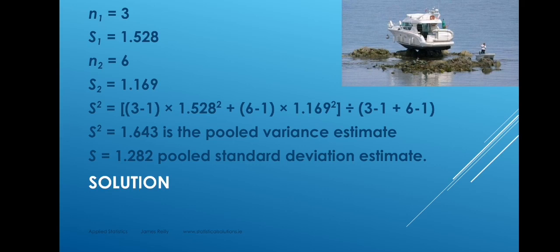So we have 2 different estimates, and somewhere in between those 2 numbers is the best estimate of the common standard deviation. So we apply the formula using weights of 3 minus 1 and 6 minus 1, and we get a variance estimate. We always do calculations with the variance rather than the standard deviation. So we get our variance estimate and then take the square root to get the pooled standard deviation estimate, which is 1.282, which, as you can see, is in between the 2 estimates, and it's somewhat closer to the estimate that arose from the larger sample, or I should say, from the sample with a larger number of degrees of freedom.